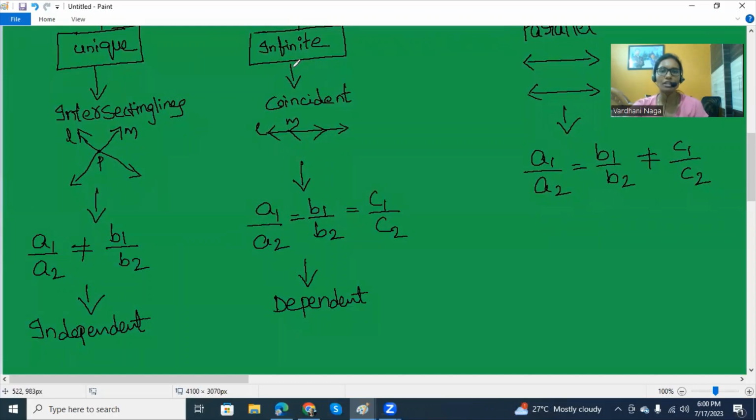Next, coming to infinitely many solutions, the condition is A1 by A2 equal to B1 by B2 equal to C1 by C2. According to this, if the X value is changed, the Y value will also change. If another X value is chosen, Y also gets an appropriate value. So they are both dependent on each other; depending upon X, you can work out the Y value.